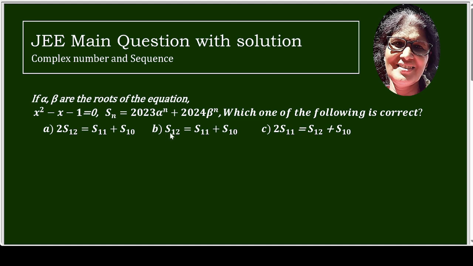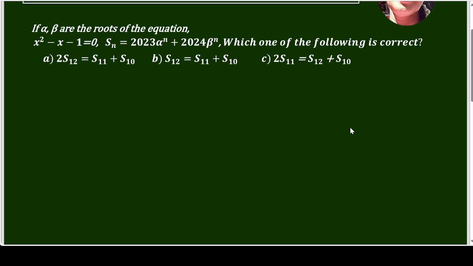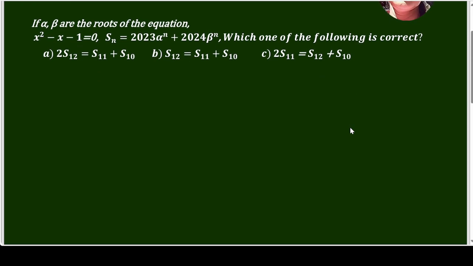B option is S12 is equal to S11 plus S10. C option is twice S11 is equal to S12 plus S10. And fourth option is also there. I have not mentioned here. So, because our answer is in between here, three options.